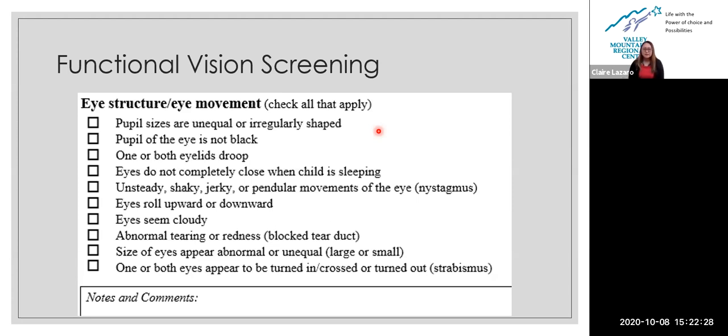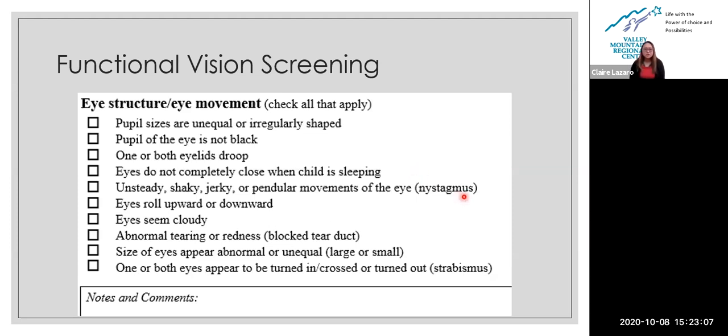The pupil of the eye is not black, so we want to know that as well. Are one or both eyelids drooping? This is sometimes called the droopy or lazy eye. Is that happening with the child? Do the eyes not completely close when the child is sleeping? This one is important because when the eyelid is not completely closed, it is exposed to air and dryness. It could even cause corneal ulceration. So you want to address that with your caregiver so they can reach out to the pediatrician.